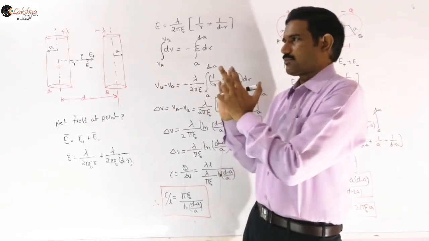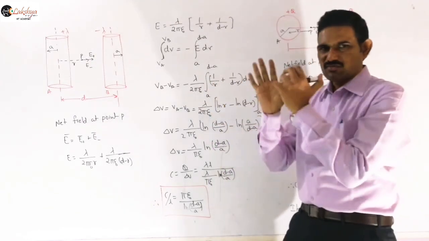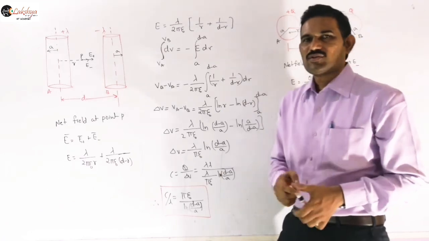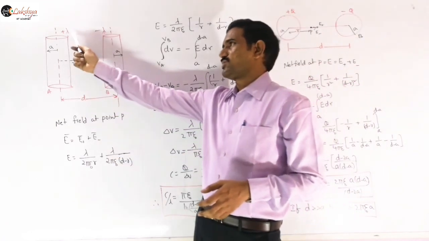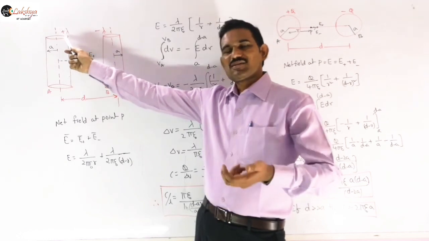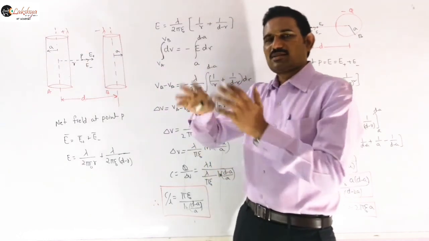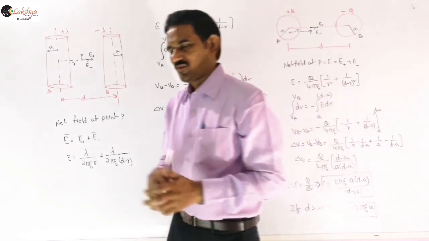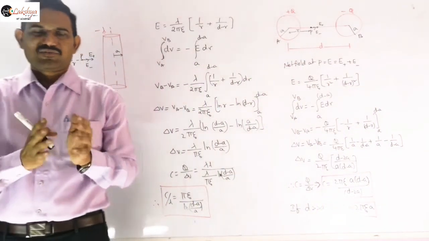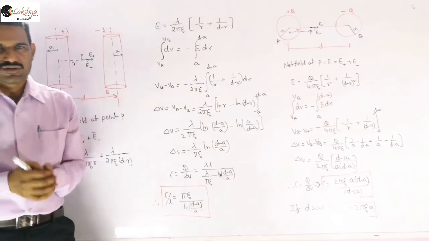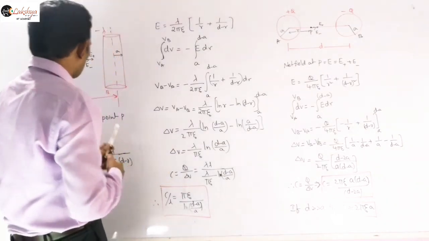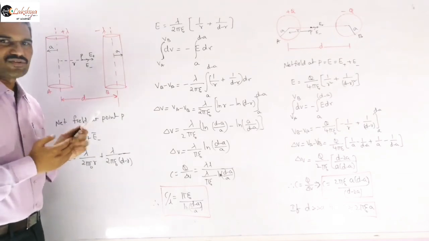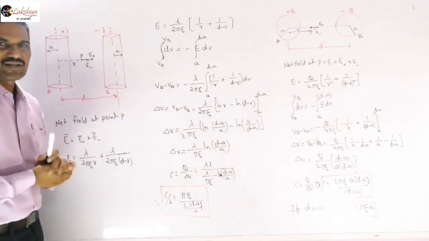We need to calculate the capacitance between those two long cylindrical wires. For that we need to assume some charge. Suppose plus lambda is the charge on one cylindrical wire and minus lambda is the charge on the other wire, because the two plates of a capacitor always carry equal and opposite charges. Our aim is to calculate the potential difference, because to find the capacitance we need the potential difference.